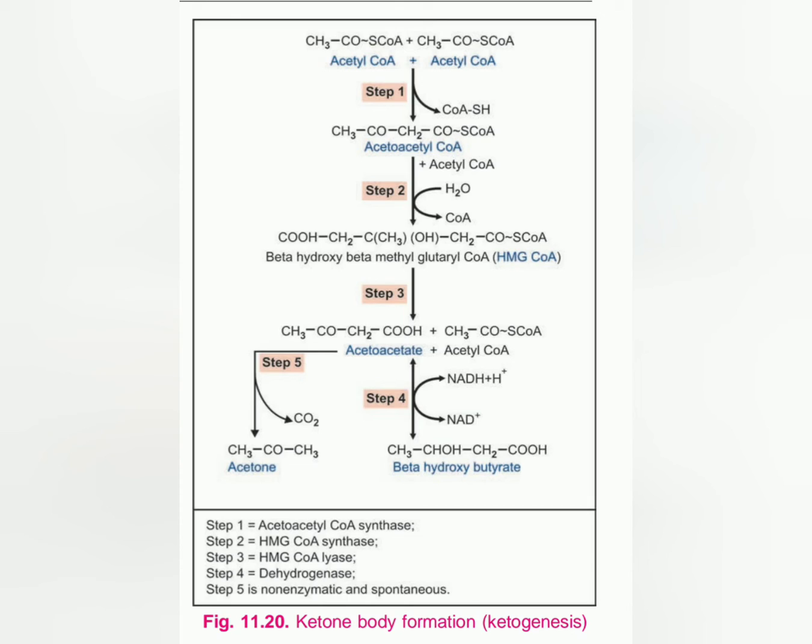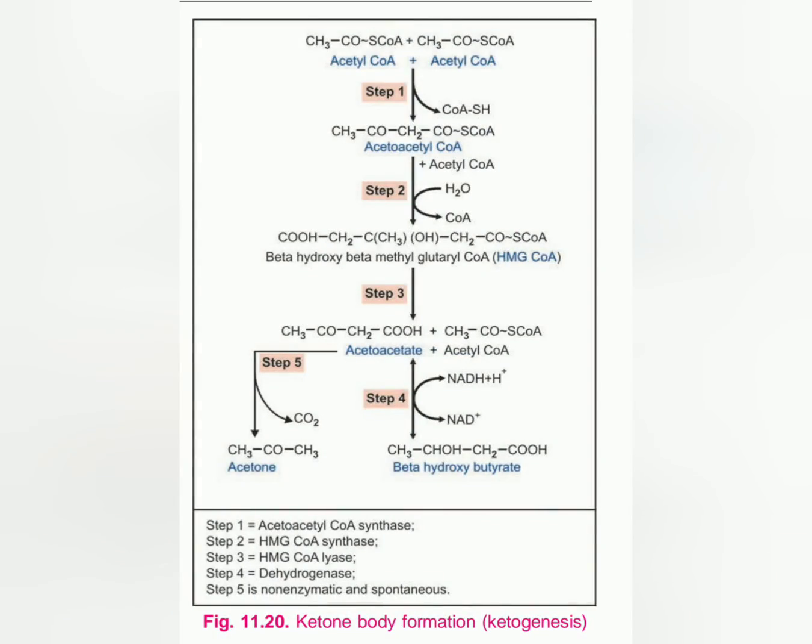Ketogenesis. Acetoacetate is the primary ketone body, while beta hydroxybutyrate and acetone are the secondary ketone bodies. They are synthesized in the mitochondria. The steps are condensation, production of HMG coenzyme A, beta hydroxy beta methyl glutaryl coenzyme A, the third is lysis, fourth is reduction, and the fifth is spontaneous decarboxylation.